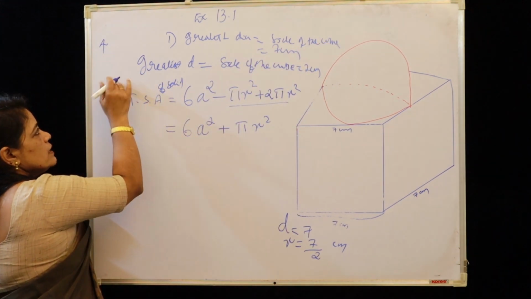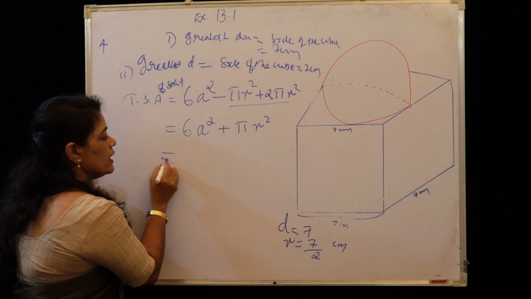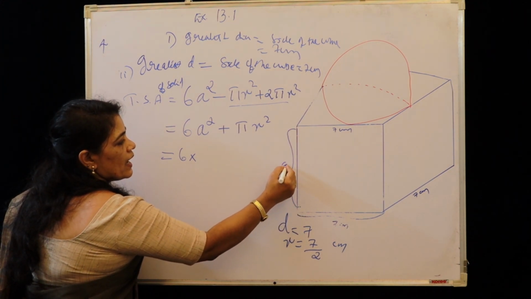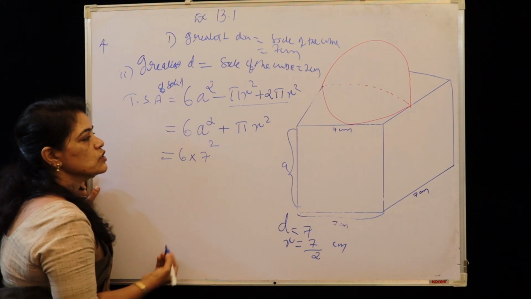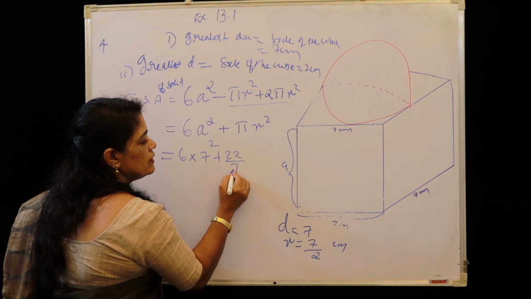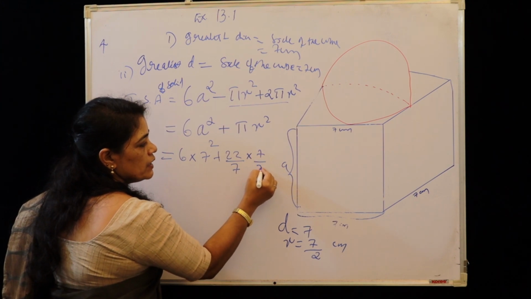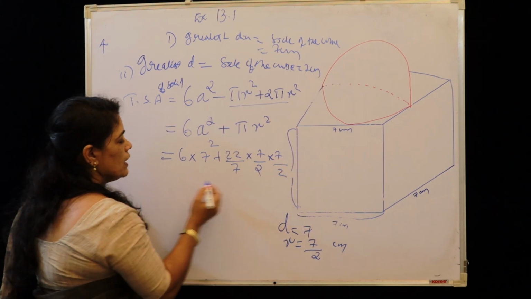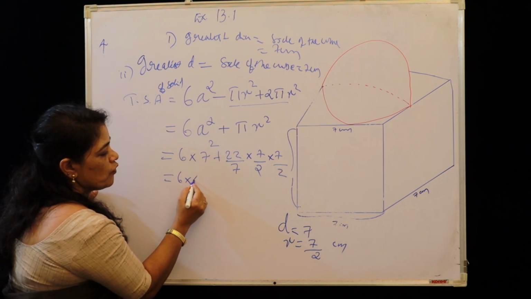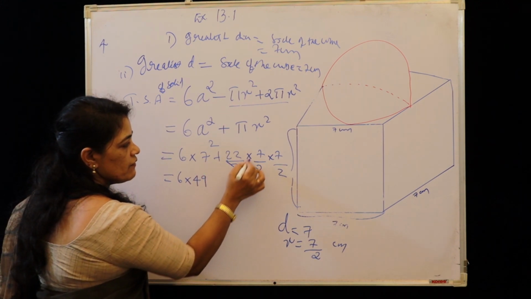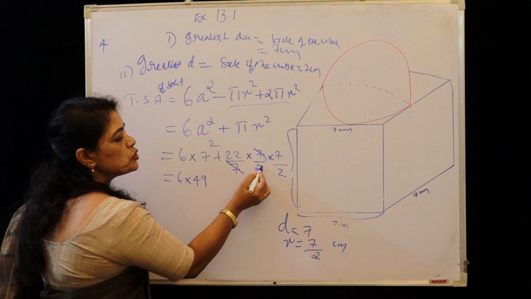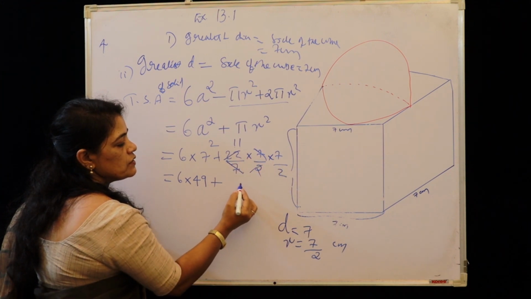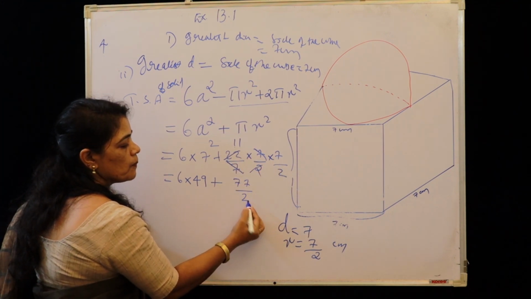And this is the second part, that is TSA. So now we can substitute 6 into a, that is side, given as 7, so 7 square, plus 22 by 7 into r square, we have seen r as 7 by 2, into 7 by 2. Now 6 into 49, 7 square. 7 gets cancelled, and 2 into 22 is 11 times. So plus 11 into 7, 77 by 2.